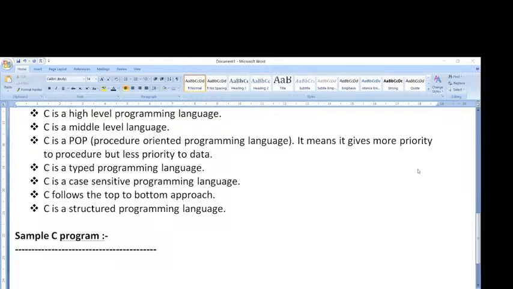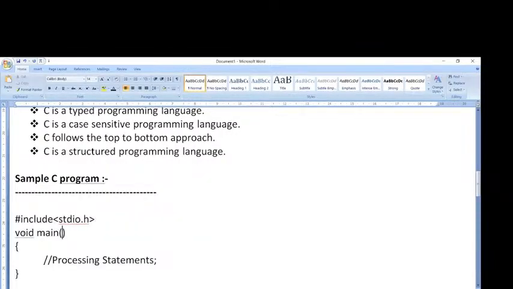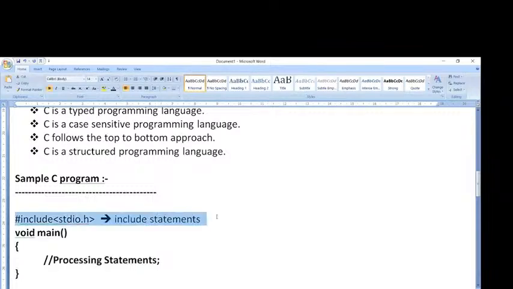Now, what is the meaning of this? This line is called the include statement. This is called the main method. The solution is called processing statements. So in any C program, you can see three types of statements. One is the include statement. The second one is the main method. The third one is the processing statement.